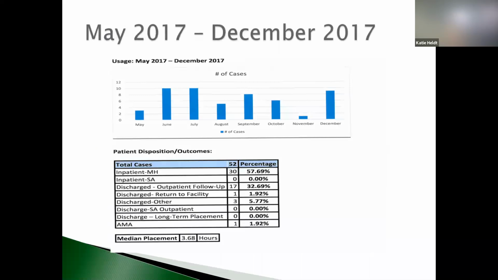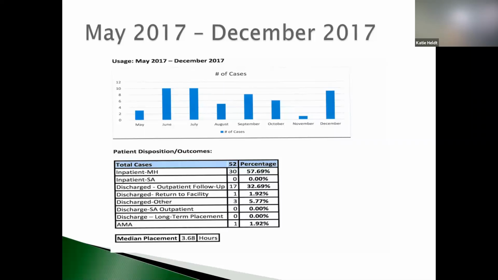So this is when we began our ITP services, and this is just a snapshot number of cases. You can see on here that most of our patients were mental health inpatient at that time, 57, almost 58%. But the most astounding statistic to me was that a lot of these patients, rather than just our ER providers saying, well, I'm not sure what to do with them, so we need to commit them, we're able to work with ITP to arrange outpatient follow-up for them. So almost 33% of our patients were able to be served through outpatient rather than be sent to a bed unnecessarily.